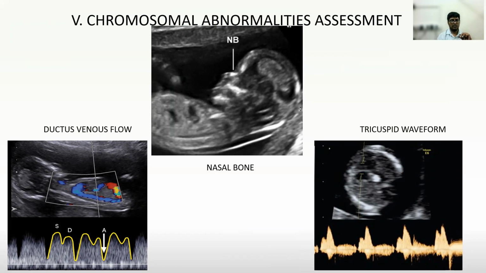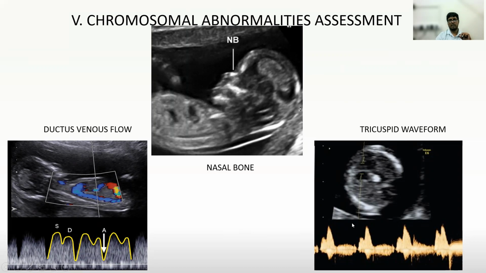And it shows a typical waveform which has the S, D, and A wave, where the S wave indicates the systole of the ventricle, D the diastole of the ventricle, and A wave the atrial systole. Now, we should notice that in the image here, all these waves are above the baseline. This is a normal value.